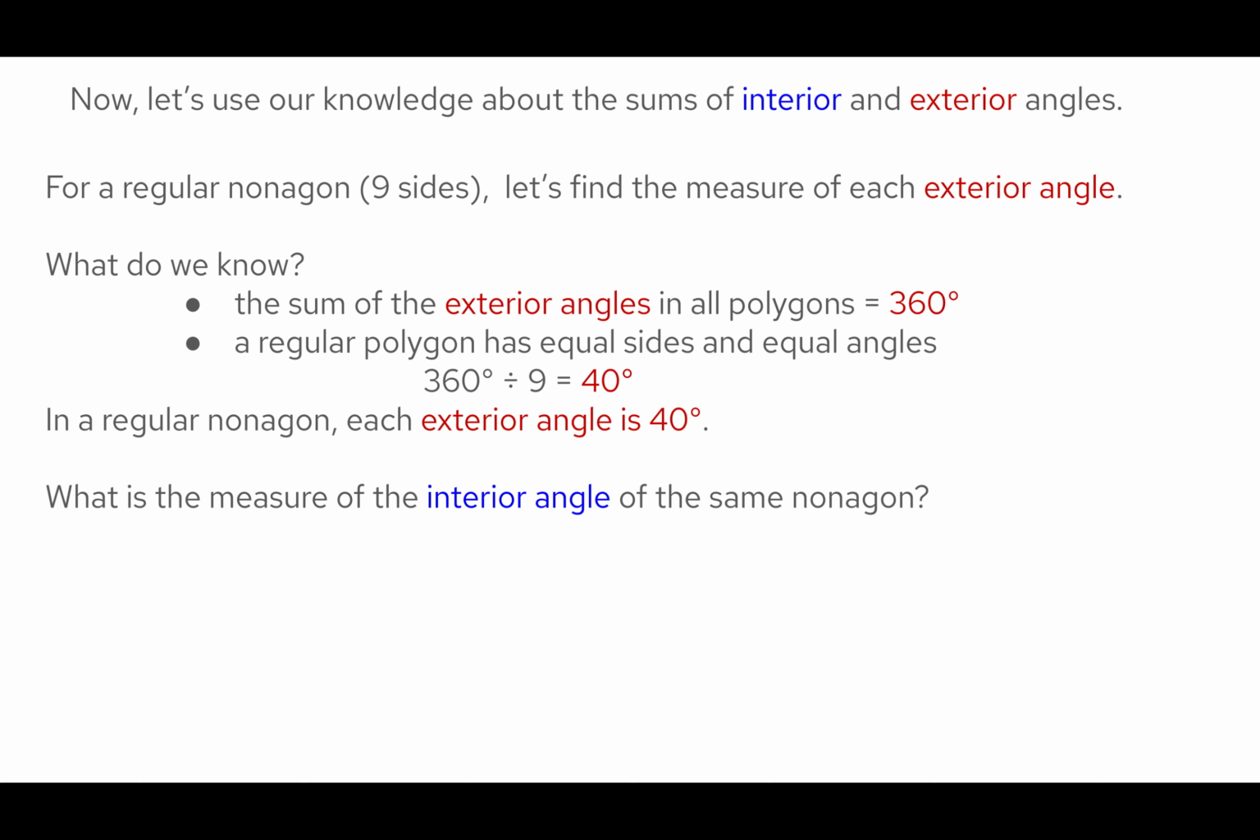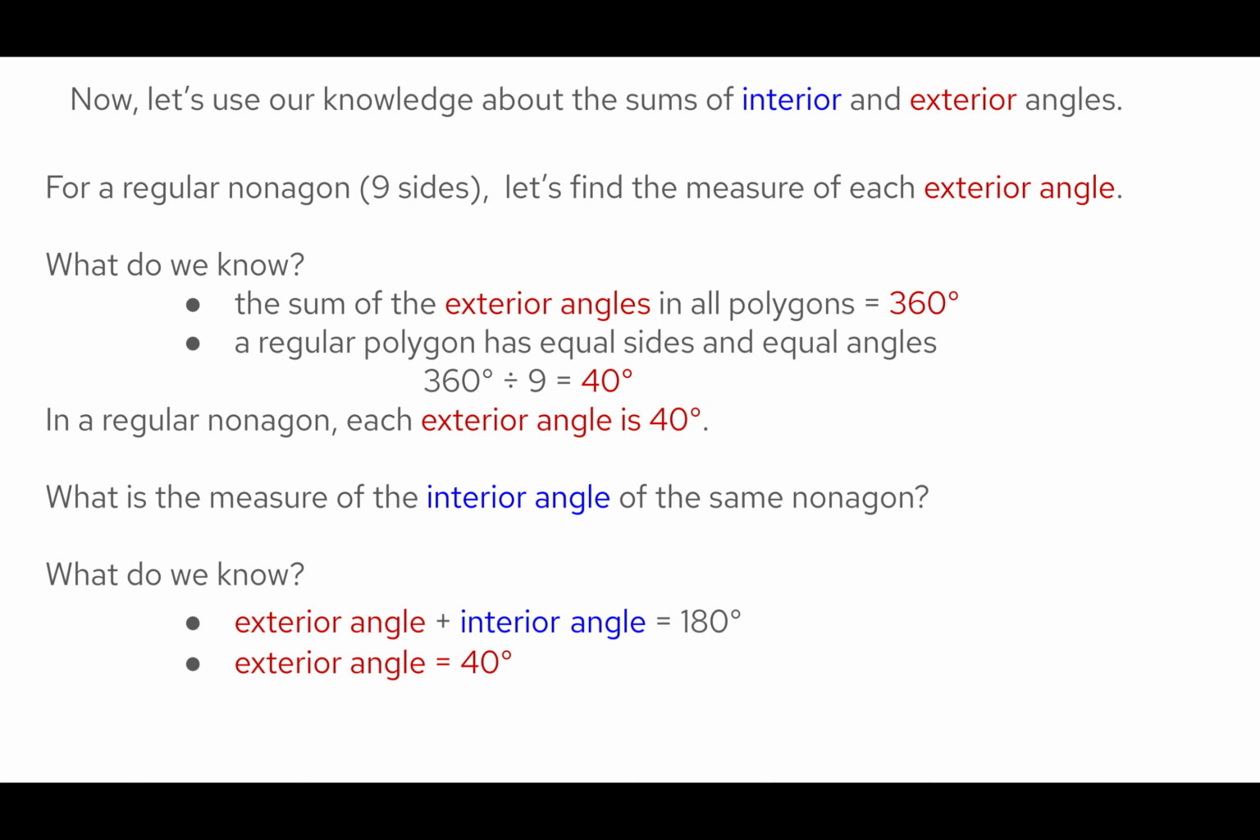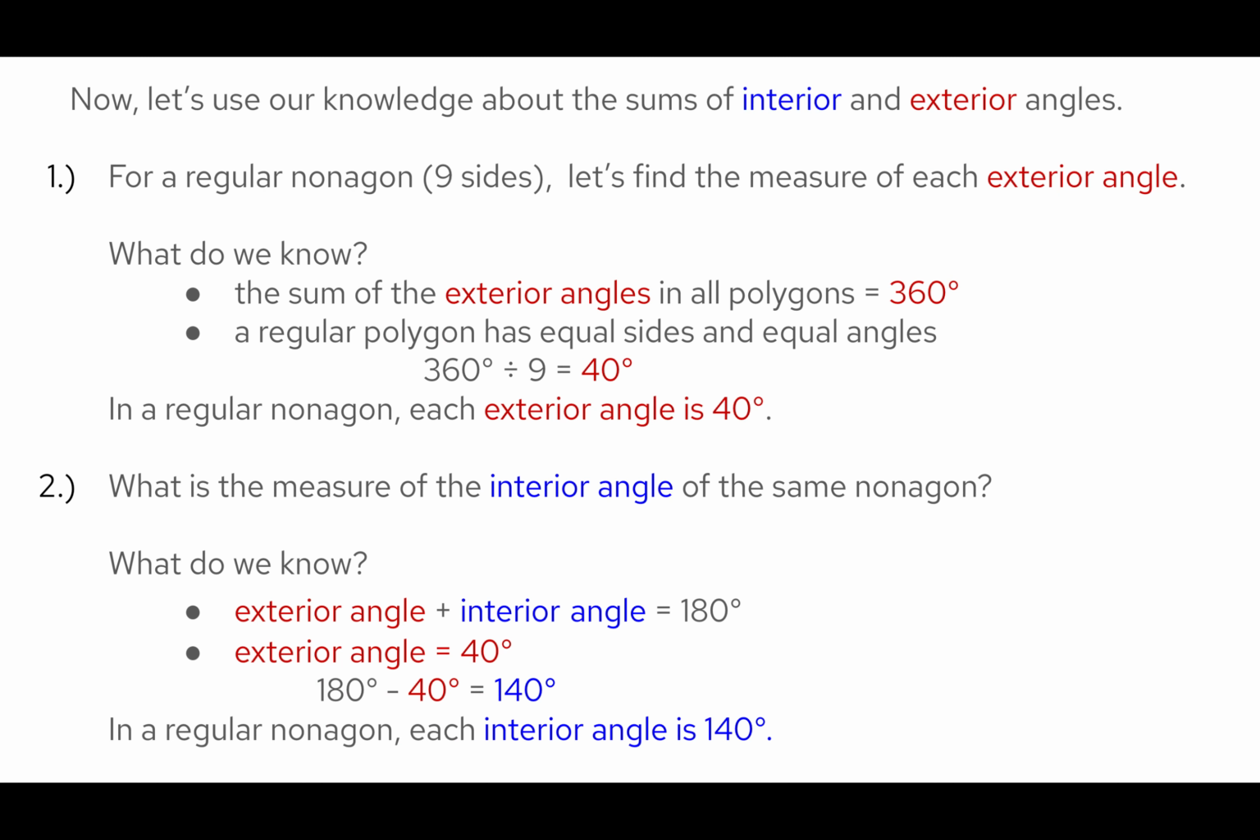But what would be the measure of the interior angle of that same nonagon? Again, what do we know? Well, we know that if we add the exterior and the interior angle, the sum is 180 degrees. And we already know that the exterior angle is 40 degrees. So I just have to find the difference. 180 minus 40 is 140 degrees. So that means in a regular nonagon, each interior angle is 140 degrees.